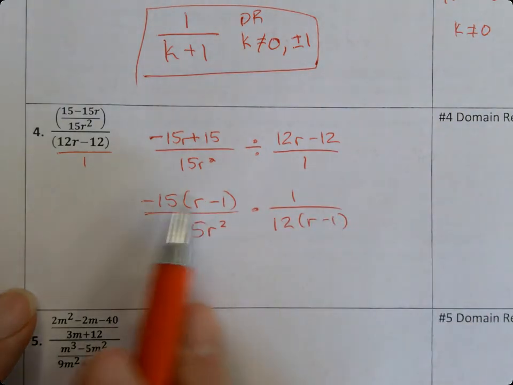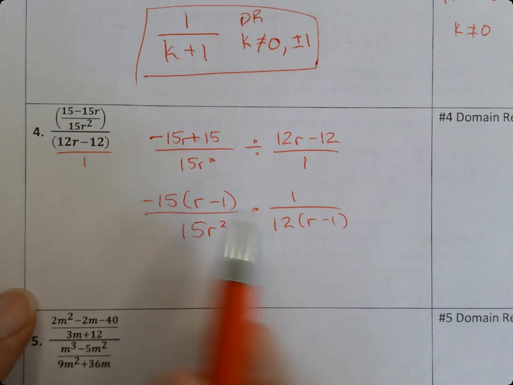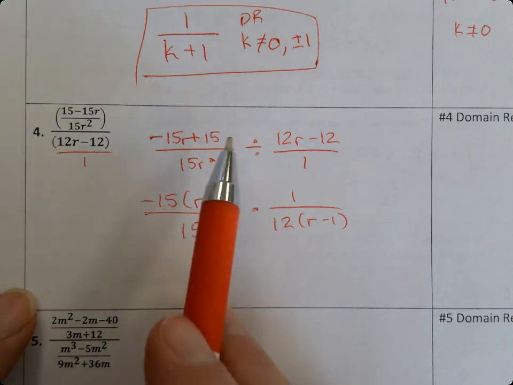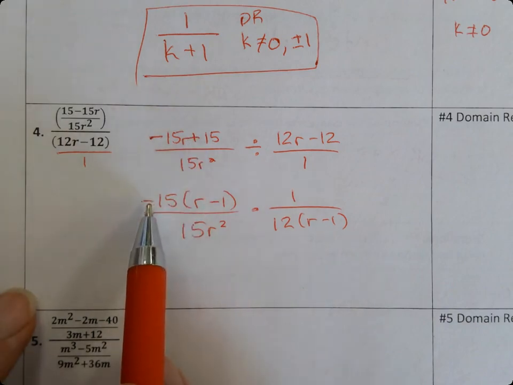If I didn't take out a negative sign, I might not have caught this because this would have been the wrong signs in the wrong order. So I like rearranging it in standard form. I like to factor out the leading negative coefficient.